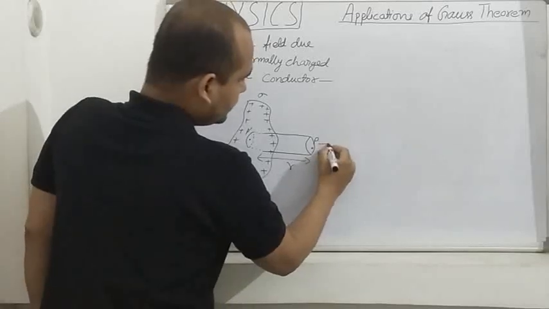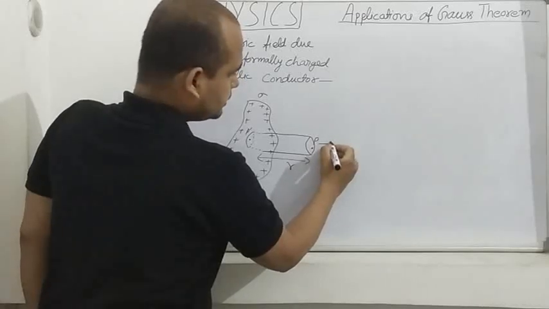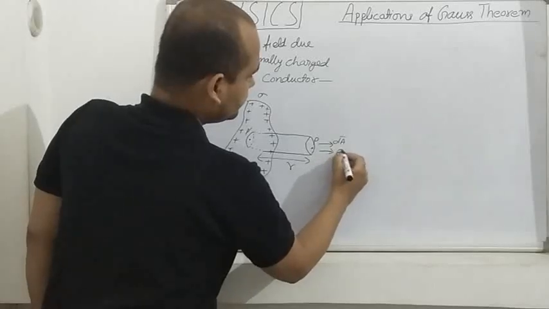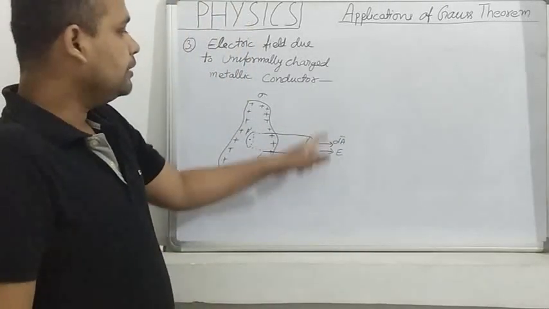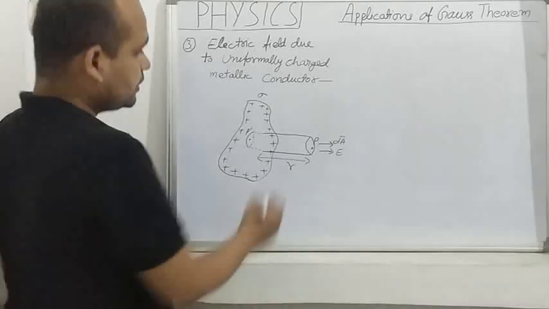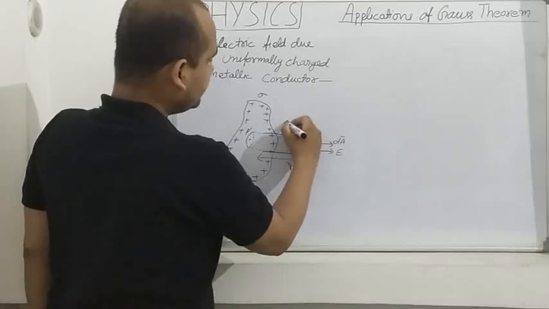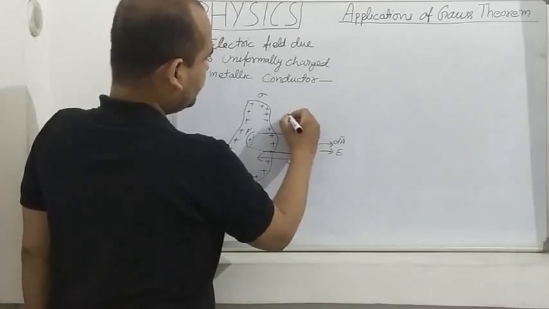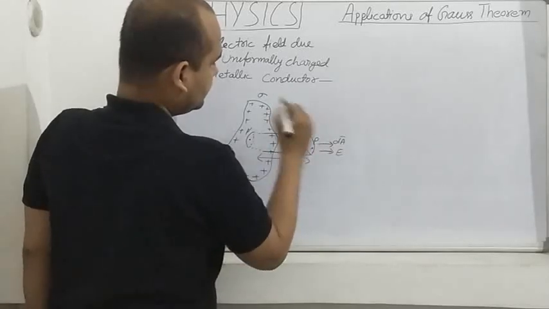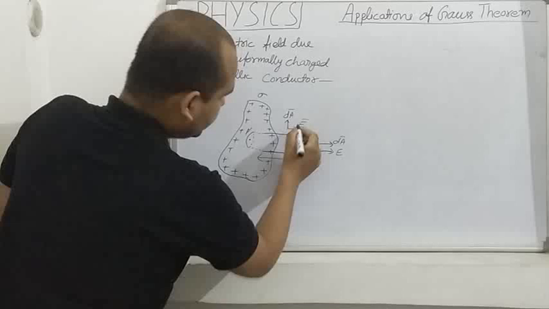So on the plane face of this cylinder, the dA vector and the electric field both will be parallel to each other. Therefore, the angle between them will be equal to 0. But again on the curved part, what will happen? The dA vector will be in upward direction and the electric field will be horizontal. So there will be 90 degrees between dA and electric field E.